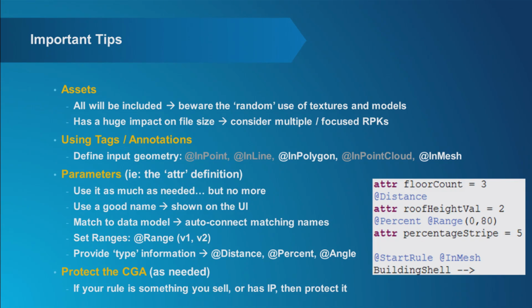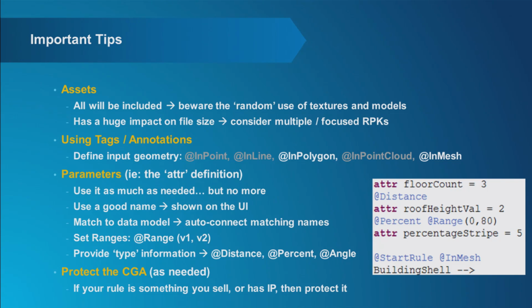Parameters: make sure you have a good name that's going to show up and mean something in the UI so that people know what they're going to put in there. And if you have an existing data model, if you're using the local government data model, for instance, make sure that you're using the same field names. Set your ranges because it makes it a lot easier to manipulate those inside the layer controls. And then if you need to protect your CGA, protect it when you write it as RPK.